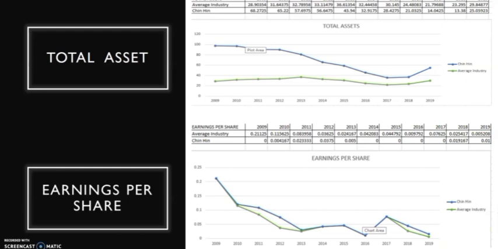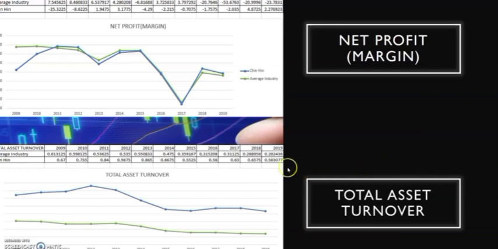that Chin Hin and the average industry have the same rate, but Chin Hin gets an increase in percentage in 2019. Then net profit.